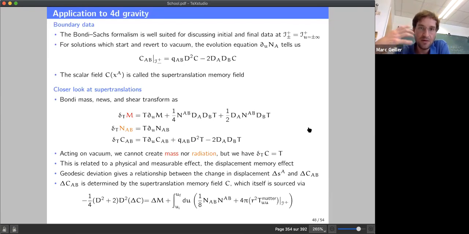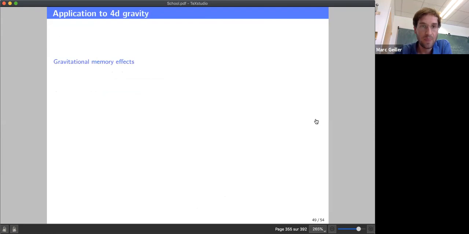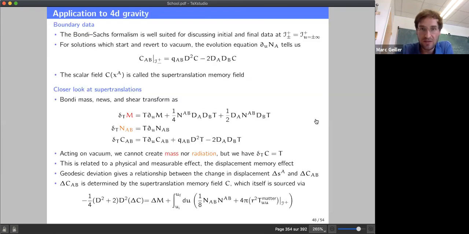these BMS symmetries in 4 dimensions are intimately related to something which is observable, so to a physical effect, which is called the displacement memory effect. And this is intimately related to the role of the super translations in 4 dimensions. So this is just what I wanted to discuss here.